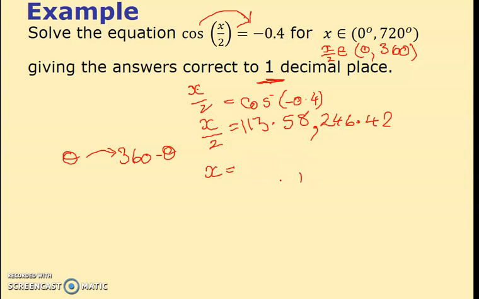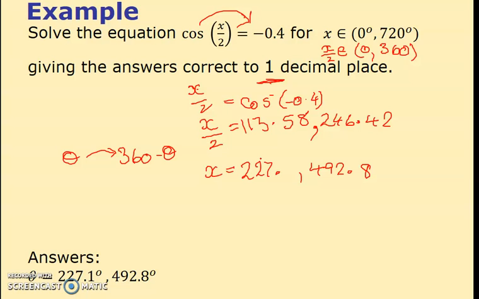This is x over 2, so I can times both of those numbers by 2. This one's on my screen already, so I'll just do that one. 492. It says to one decimal place, 492.8. This one sounds like 227 point something or other. 227.1 if you do it accurately. There you go, and then we're done.